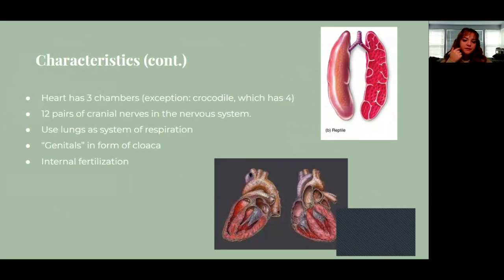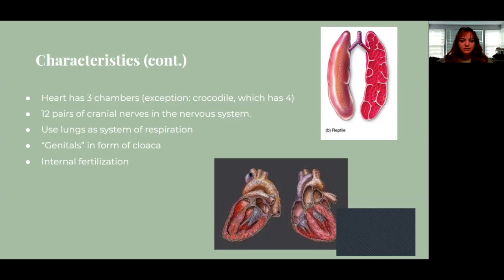They also have hearts with 3 chambers. The exception is a crocodile, which does have 4, but overall, most reptiles have a 3-chambered heart. And they also have 12 pairs of cranial nerves in their nervous system. Once again, they're predators. They can benefit from the development of all the senses, and they use lungs as a system of respiration. That isn't unique to reptiles, but it is important to note because, obviously, no longer in water, no more use for gills.